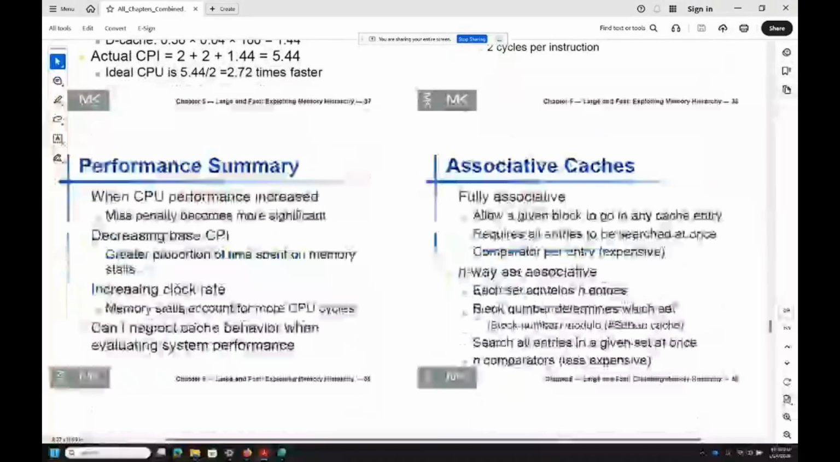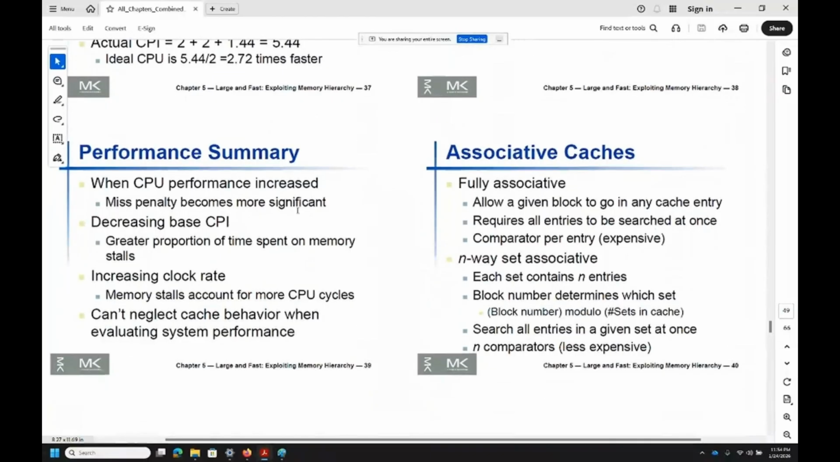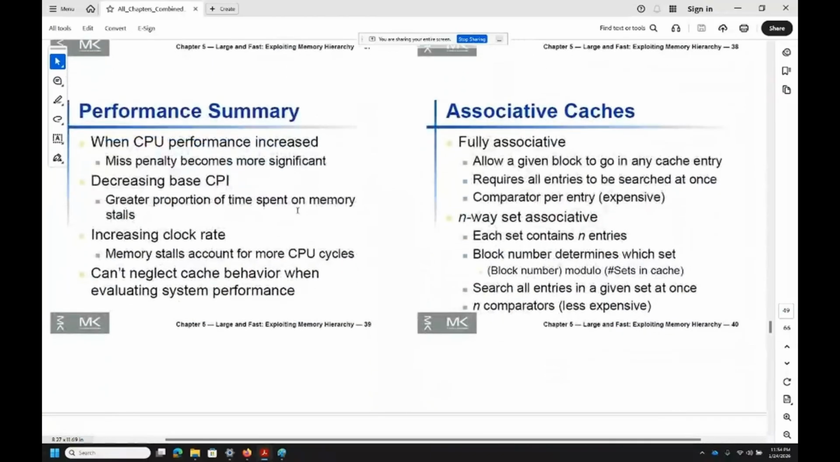When the CPU performance is increased, the miss penalty becomes more significant, because your processor can go through more cycles while it waits, so it's more important. It decreases the CPI. You can't neglect cache behavior. It's very important. There is also something in cache known as associativity, which is about where you can store the data in the cache.